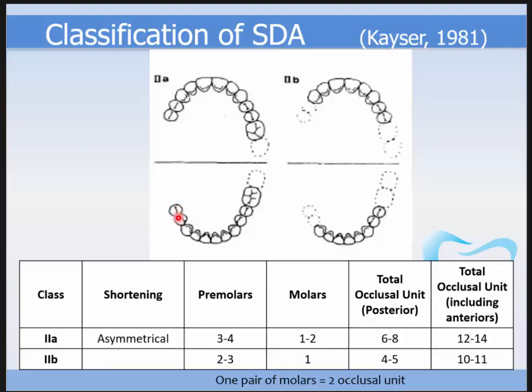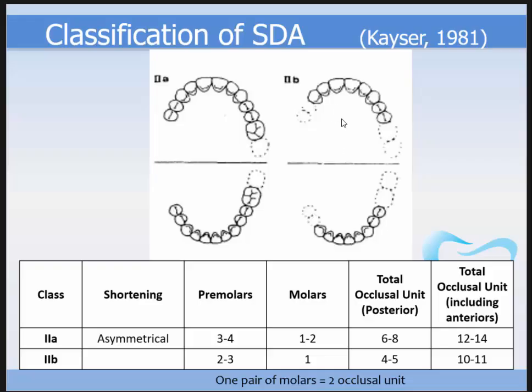Okay, let's look at this one. If this is the 2A case, you have 1, 2, 3, 4, 5, 6. So you have 6 occlusal units. If you have 1, 2, 3, 4, 4 premolars and 1 molar, so 4 premolars and 1 molar is 6 occlusal units. If you have an additional 1 molar here, then you have 8 occlusal units. Plus the anterior teeth, in total you have 12 to 14 occlusal units.